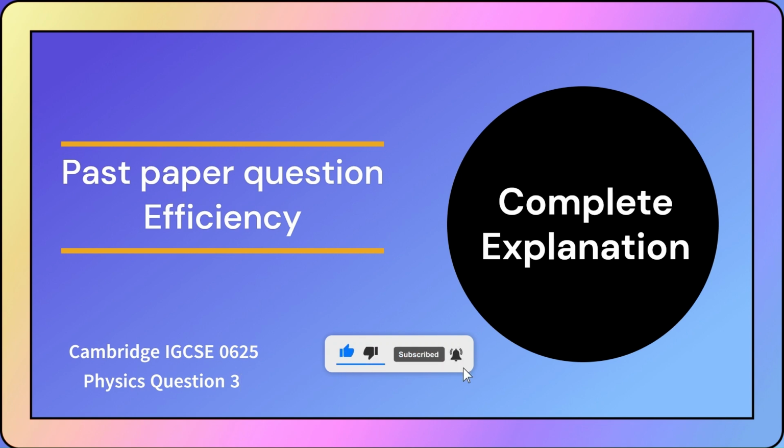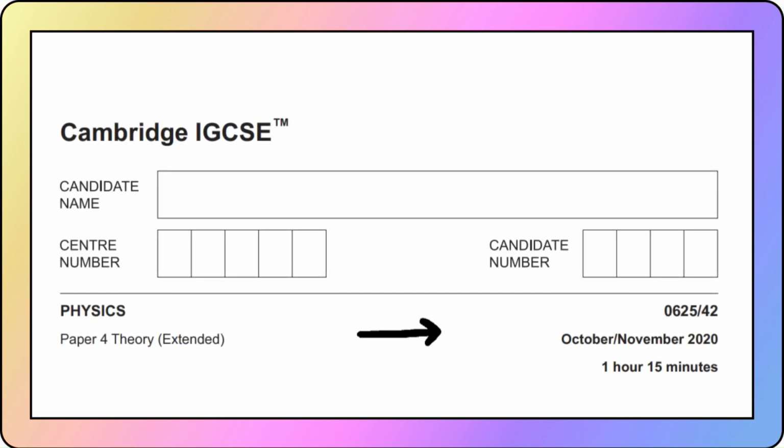Today I will be solving a past paper question on efficiency, so let's get started. Today I will be solving question 3 from the October-November 2020 session, paper 4 variant 2.